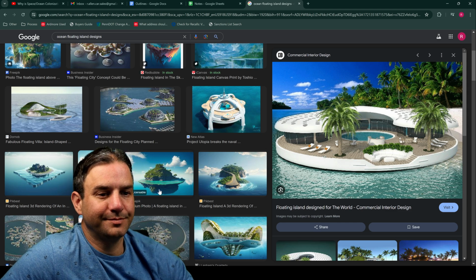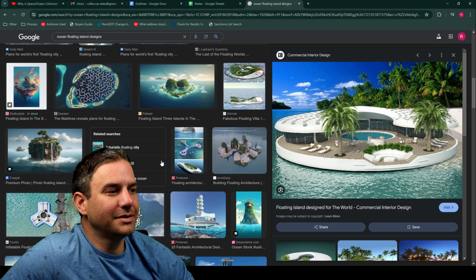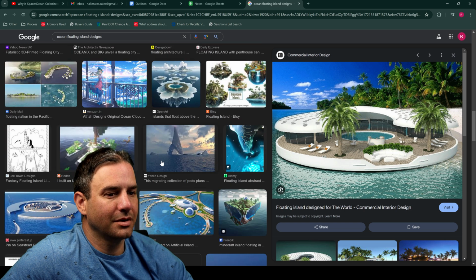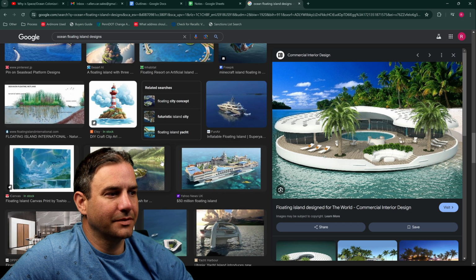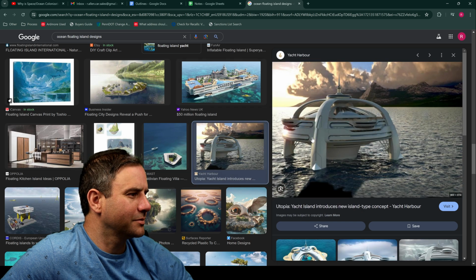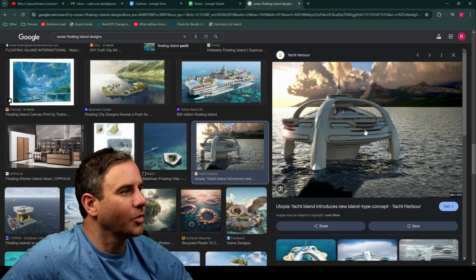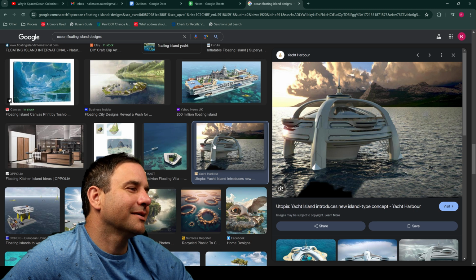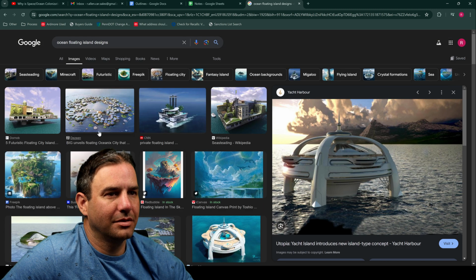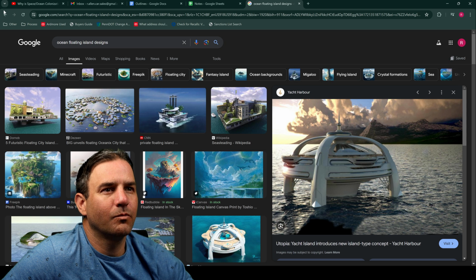Now, I did see another design. It was much, much bigger. Let's see if I can find it. Oh gosh, love to talk about these. This Utopia one was so cool. Man, that was cool. Okay, so let's go back.